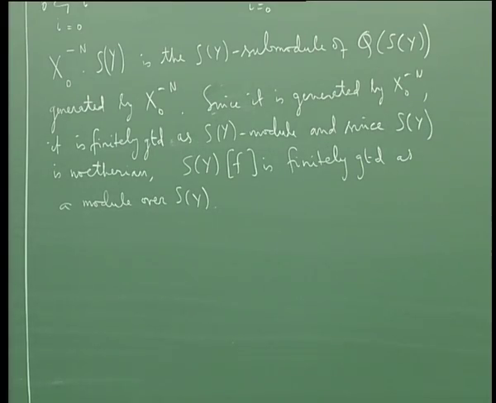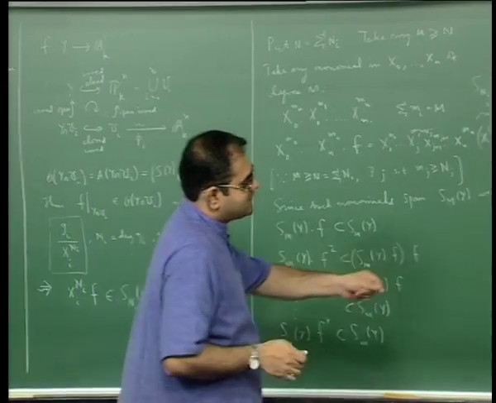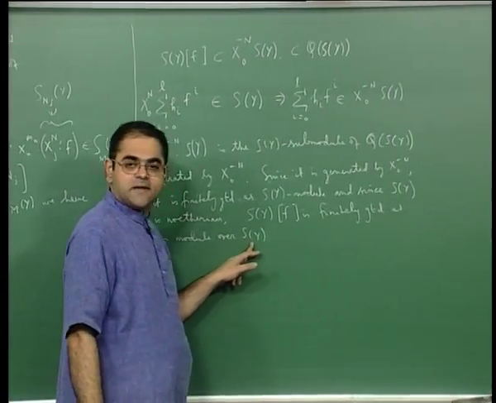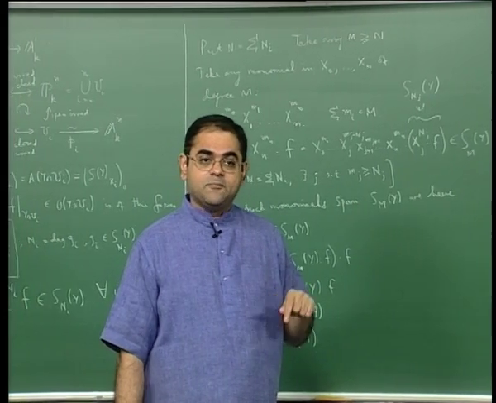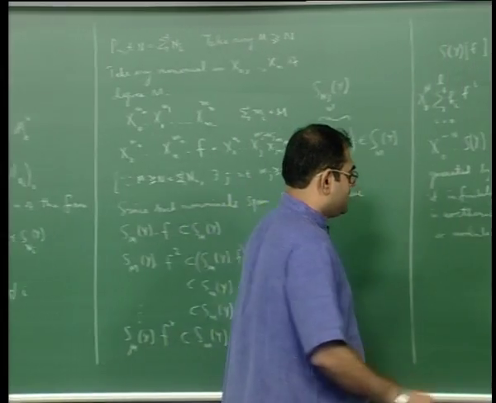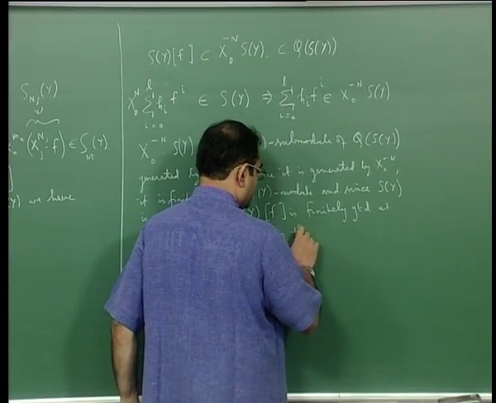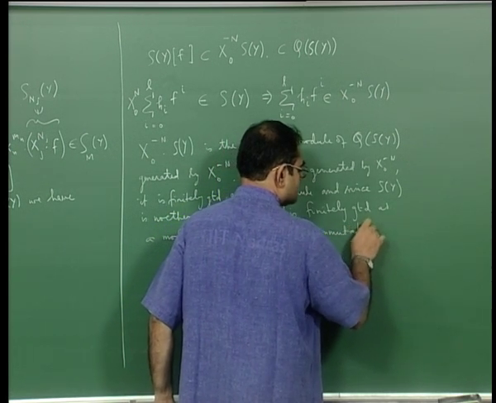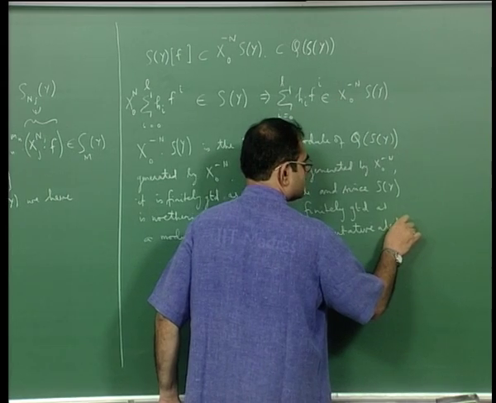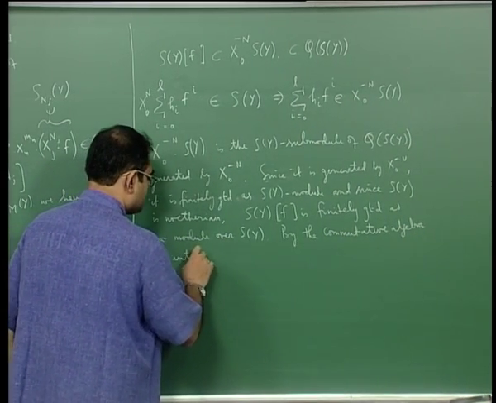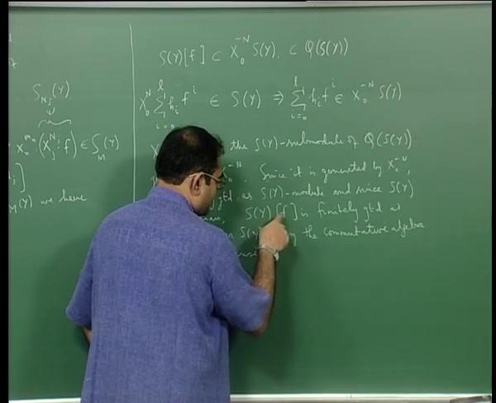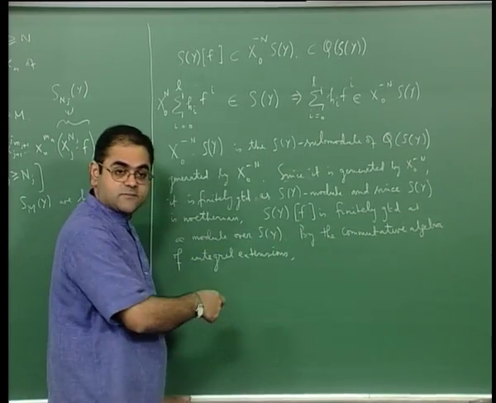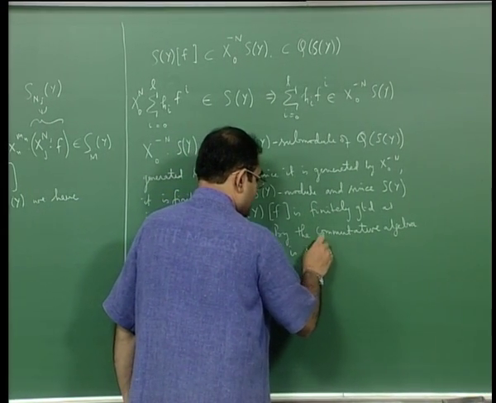Now we go into a little bit of commutative algebra. The fact that Sy of f is finitely generated as a module over Sy is equivalent to saying that f is integral over Sy, that is, f satisfies a monic polynomial with coefficients in Sy, by the commutative algebra of integral extensions. Sy of f is an integral extension of Sy.